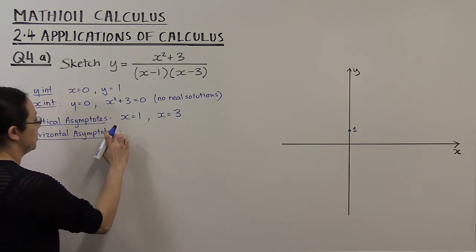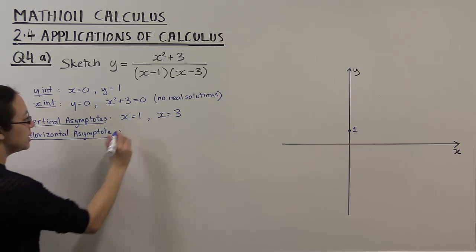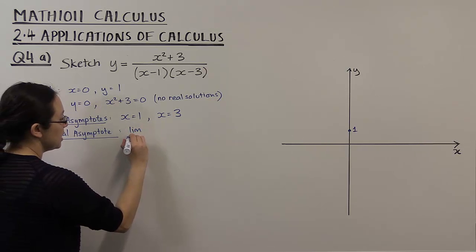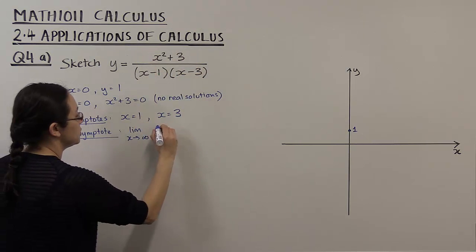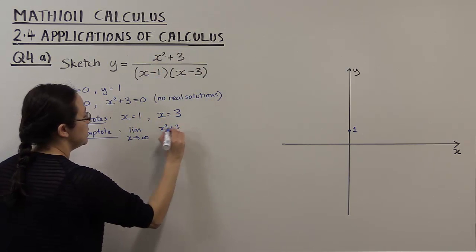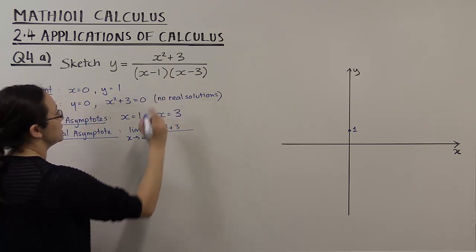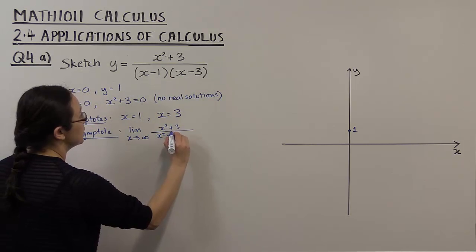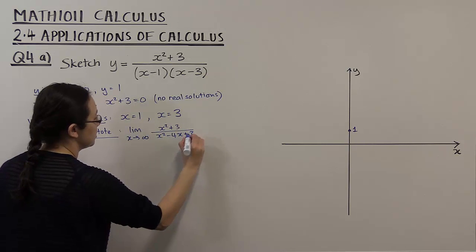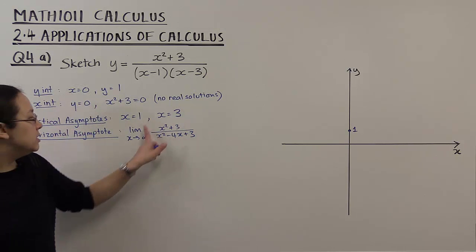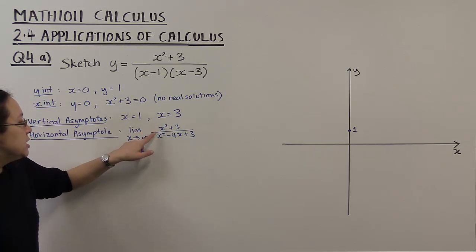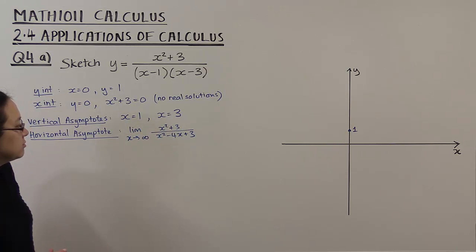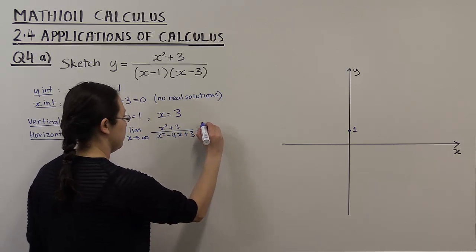Well, there will only be one horizontal asymptote. So I'm looking at the limit as x approaches infinity of this function here. So x squared plus 3 over, and I might expand this out here, x squared minus 4x plus 3. So what does my y value look like when x is huge? Well, my trick here is to divide the numerator and denominator by the highest power of x.